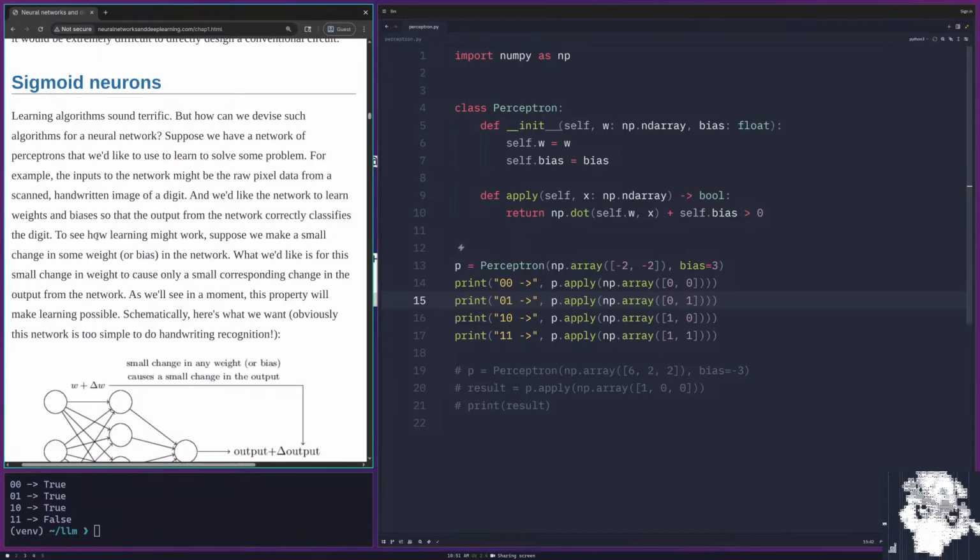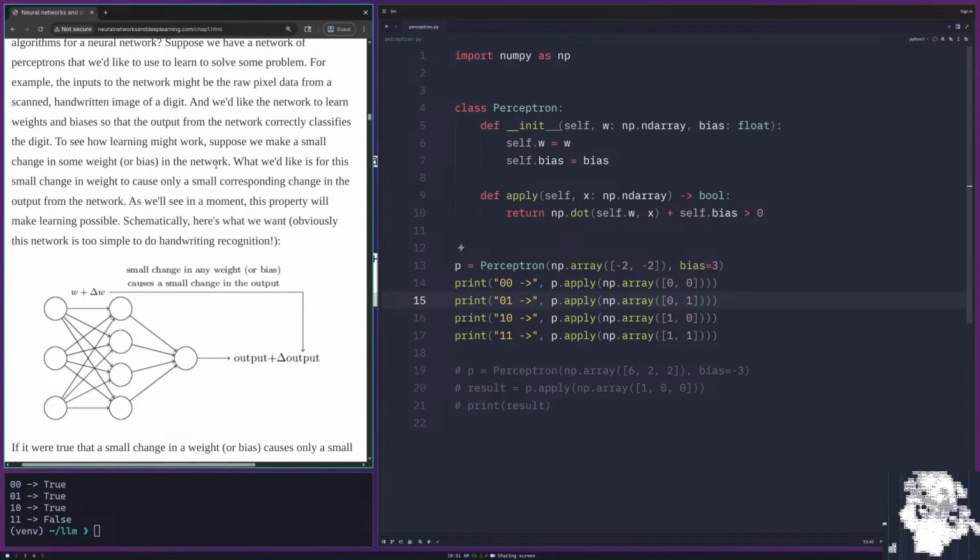To see how learning might work, suppose we make a small change in some weight or bias in the network. What we'd like is for this small change in the weight to cause only a small corresponding change in the output from the network. As we'll see in a moment, this property will make learning possible. Schematically, here's what we want. Obviously, this network is too simple to do handwriting recognition.